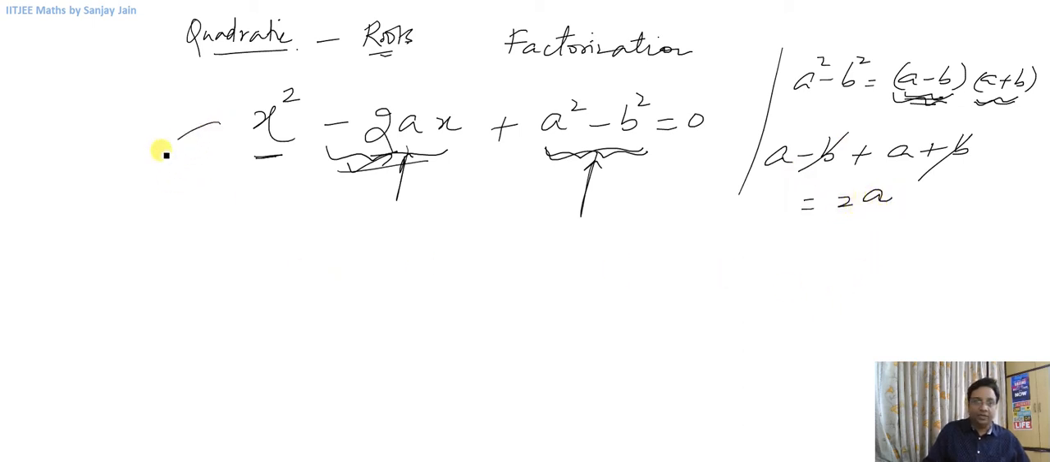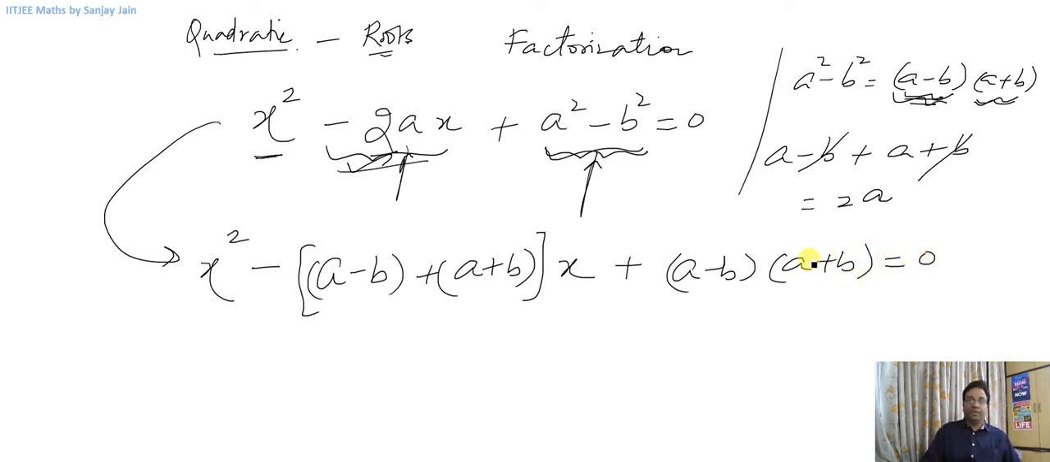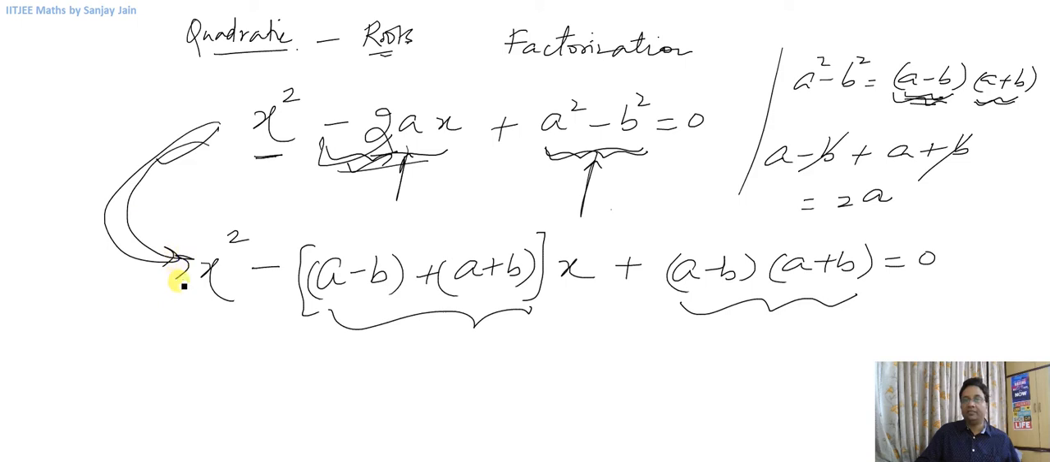Okay, so now if I write this quadratic equation like this, x square minus (a minus b) plus (a plus b) into x plus (a minus b) into (a plus b) equals 0. Now you see this is nothing but 2a, right? And this is nothing but a square minus b square. So I have not changed anything in this quadratic equation. This is exactly the same as this one.